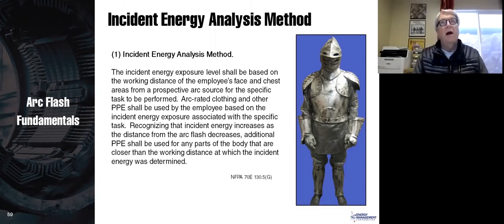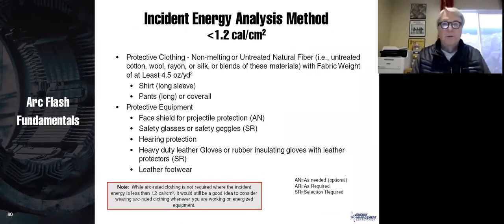You can use either method, but I believe this is going to be taking over, and at some point they may discontinue the old method, but we only use this method. Below 1.2 calories, you're not at risk for a 2nd degree burn. Therefore, just shirt and long sleeve shirt and long pants or coveralls, but they must be non-melting or untreated natural fibers. This is under 1.2.